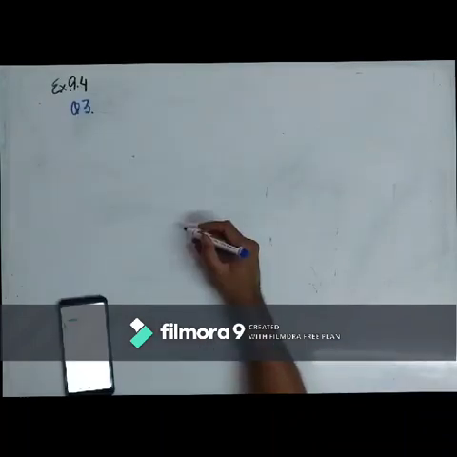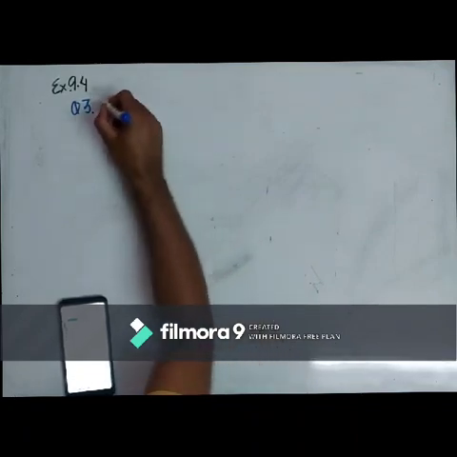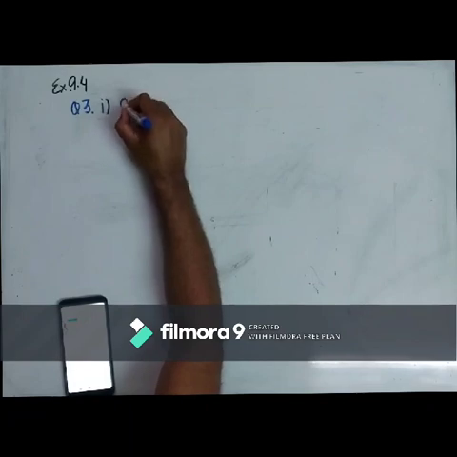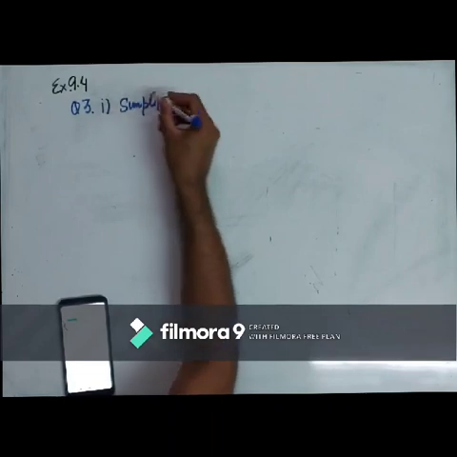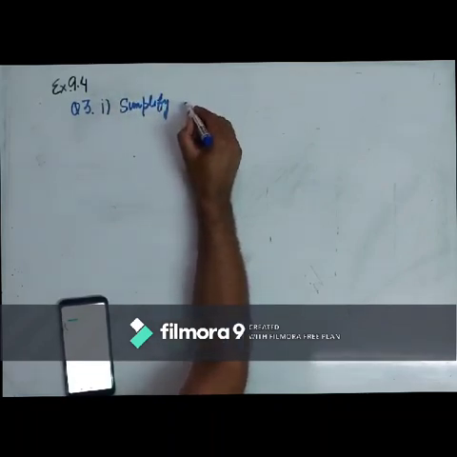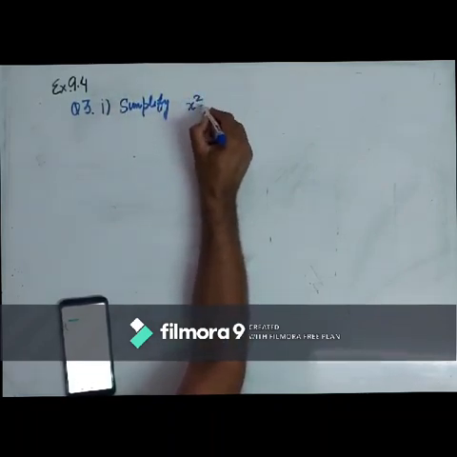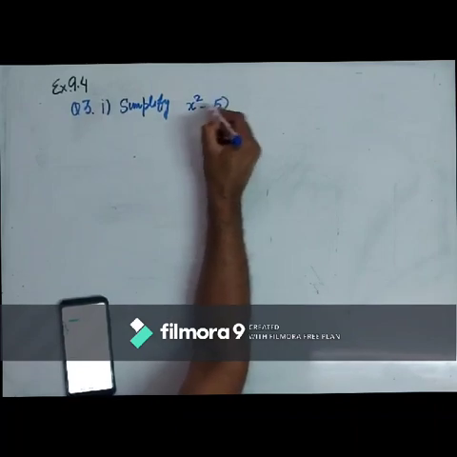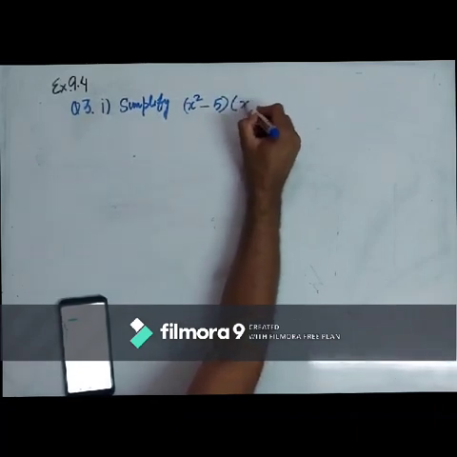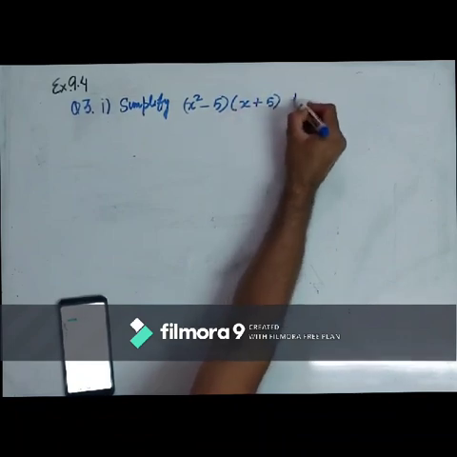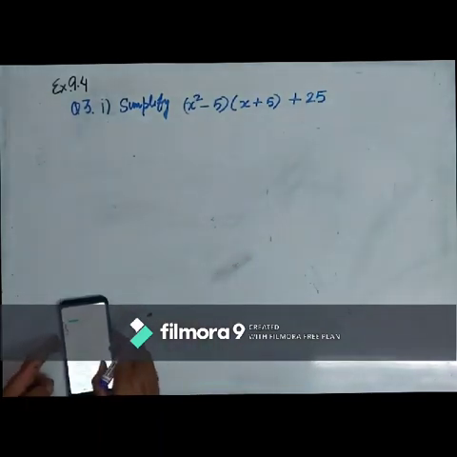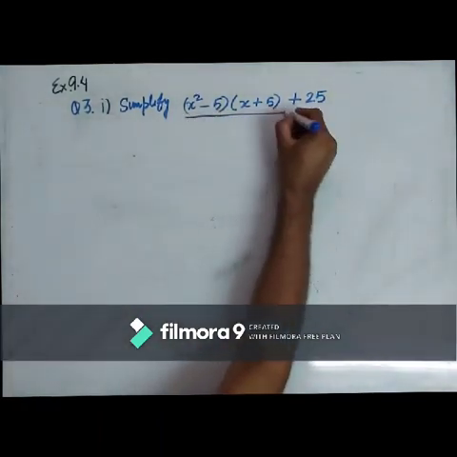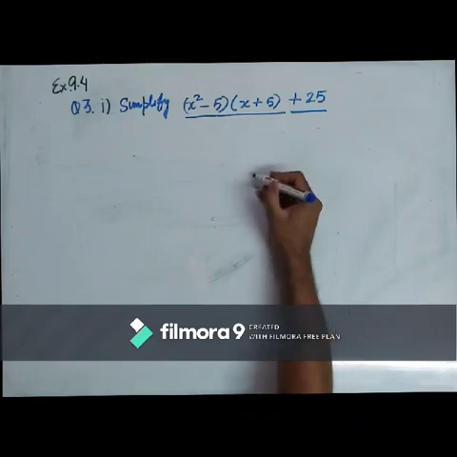Again, by taking binomial into binomial, in question number 3, exercise 9.4, the first component is simplify. What is the question? Simplify. This is your question. X square minus 5 bracket into x plus 5 and plus 25 as the third term we have. These two binomials are in multiplication and this is in addition here.